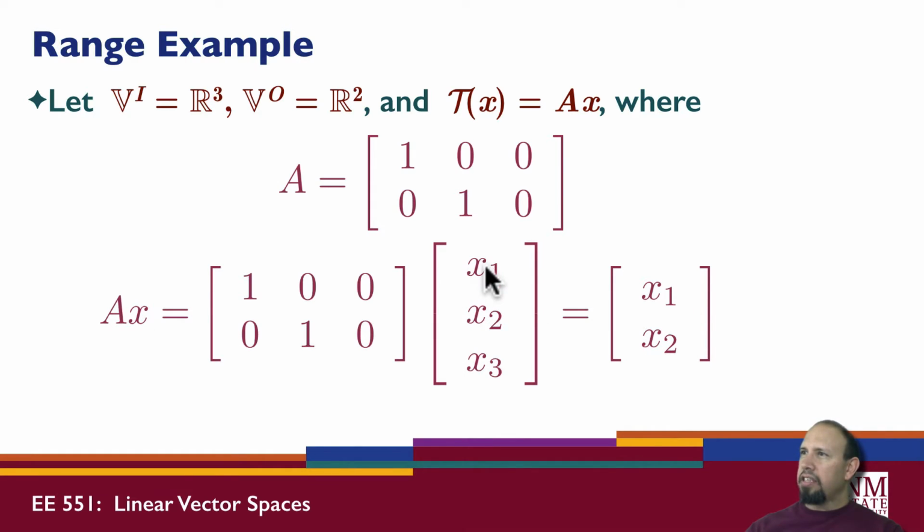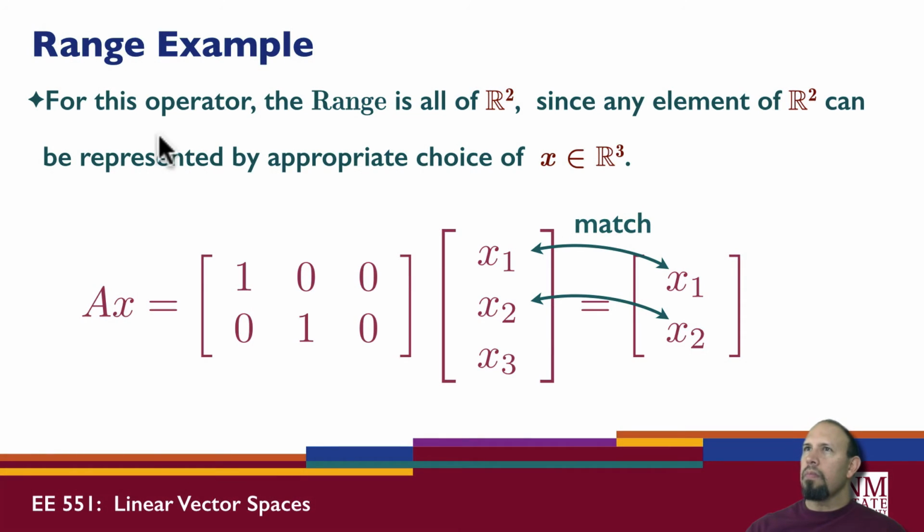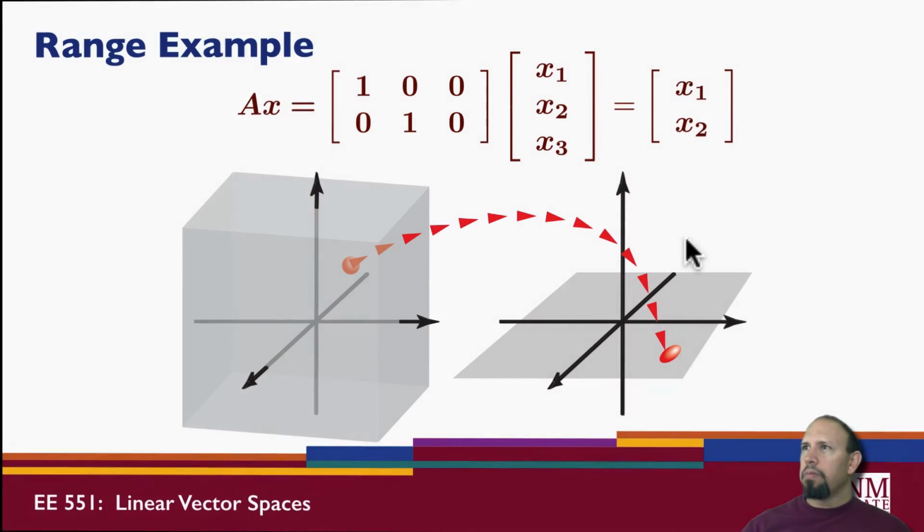Notice that X could be anything: X1, X2, X3. The result is X1 and X2. If we think about the range for this operator, the range is all of R2, since any element in R2 can be represented by an appropriate choice of X. So if I start off with an element like this in R3 and multiply by this, I will get that. So the range is all of R2.